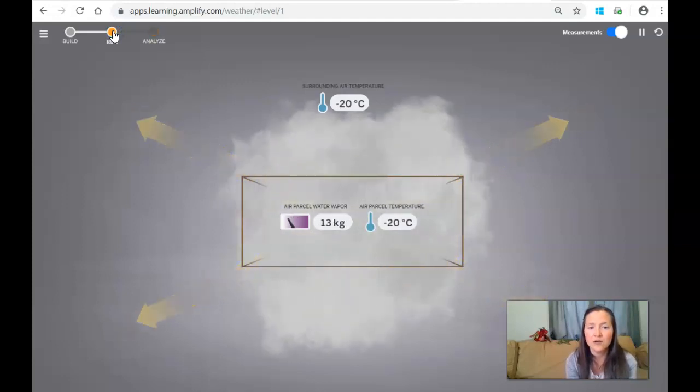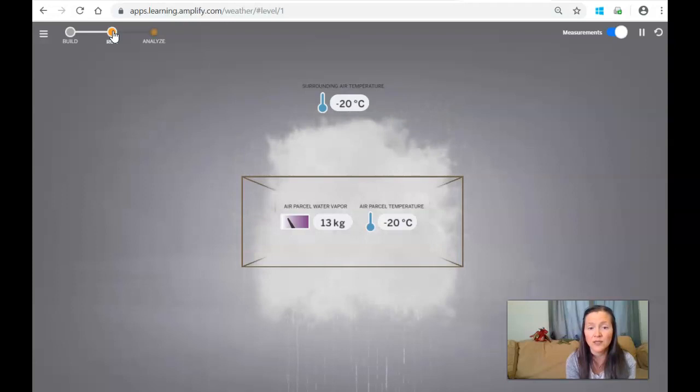The yellow arrows are telling me energy's going out. I see the air parcel temperature and the surrounding air temperature are now at the same place. They're both at -20, and I see some liquid water has fallen in the form of rain.